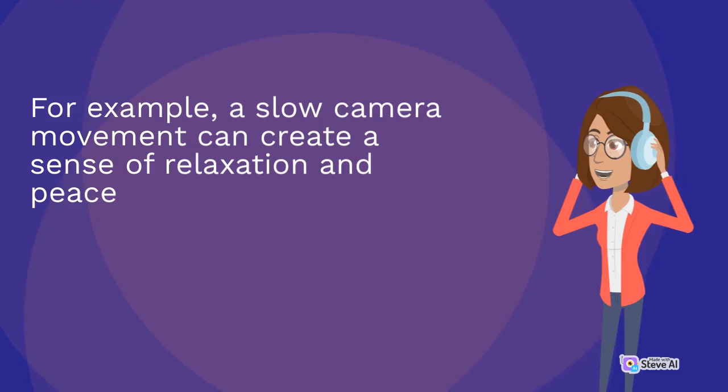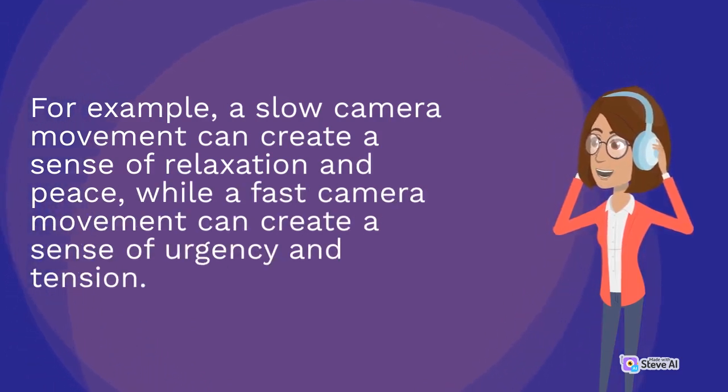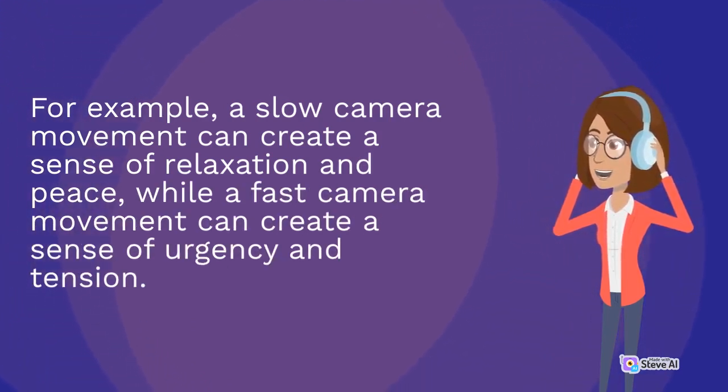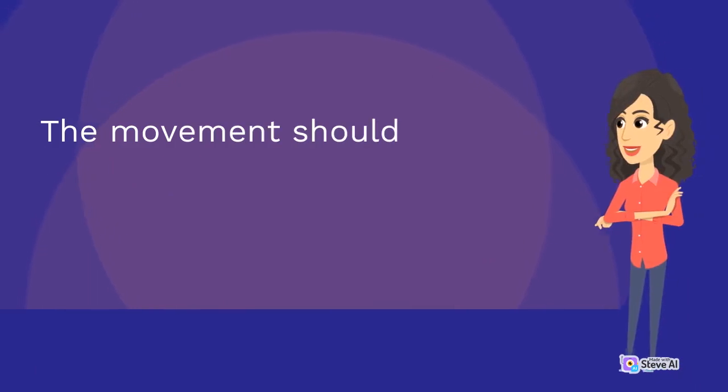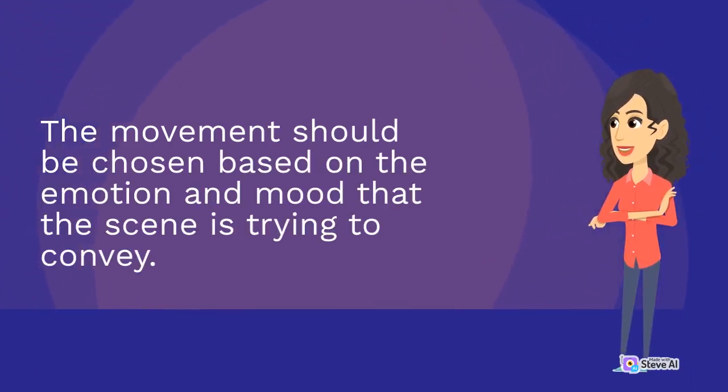For example, a slow camera movement can create a sense of relaxation and peace, while a fast camera movement can create a sense of urgency and tension. The movement should be chosen based on the emotion and mood that the scene is trying to convey.